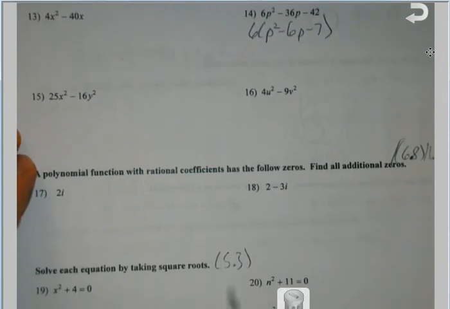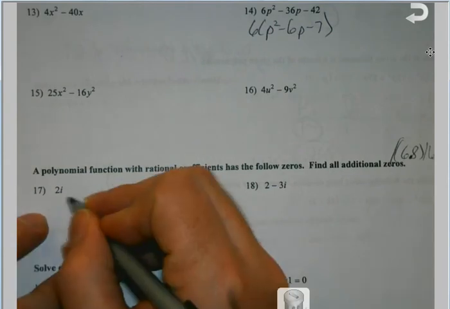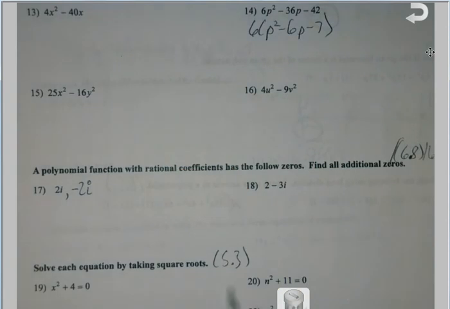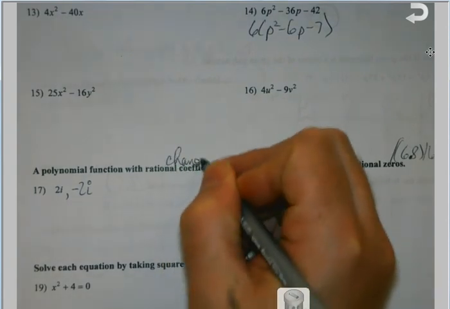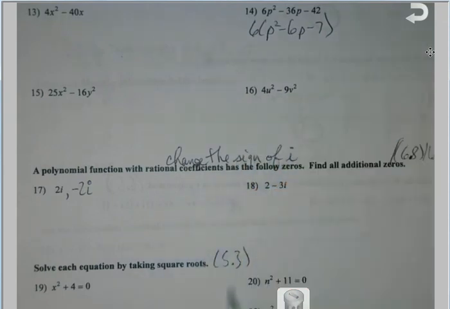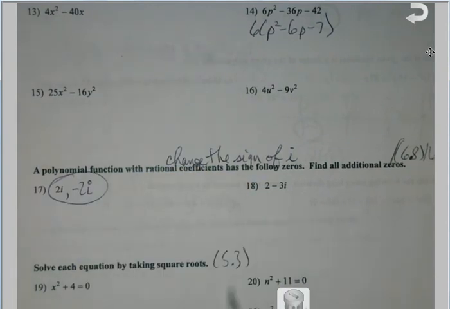A polynomial function with rational coefficients has the following zeros. Find all additional zeros. Okay, all that means is we take what's called the complex conjugate. You just change the sign of i. Okay? That's all you have to do. You don't have to plug anything in the calculator, nothing fancy. Just change the sign of i, write another one, you're done. Not bad, not bad, not bad.